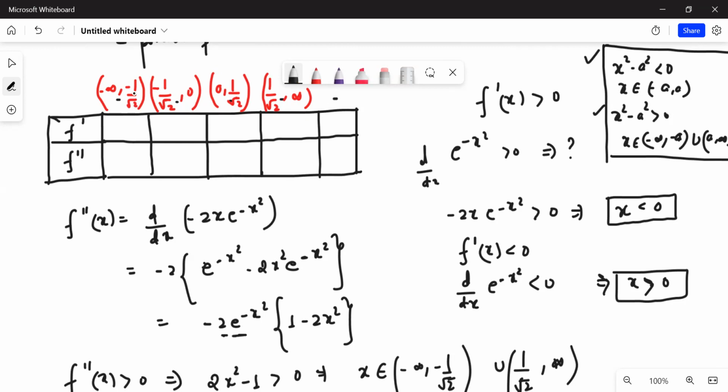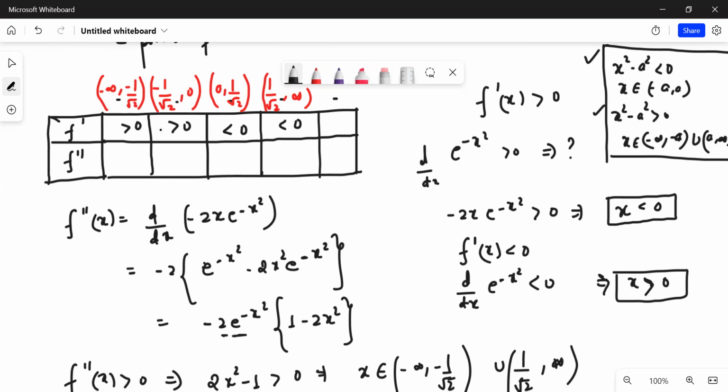Now see, tell me carefully. Minus infinity comma minus 1 upon root 2. x is negative. Whenever x is negative, the function's first derivative will be positive. So I will write positive here. I'll write positive here. I'll write negative here. I'll write negative. Is that clear or is that not clear? F dash x is greater than 0 for all x less than 0. F dash x is less than 0 for all x greater than 0.